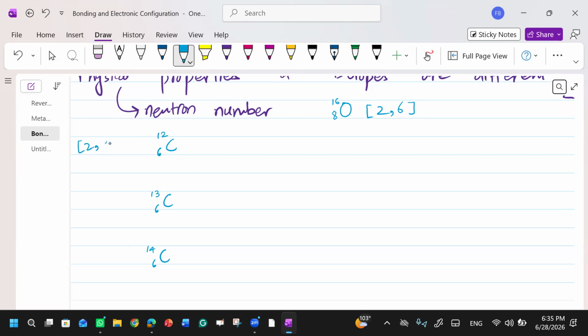how many will be there in the valence shell? 4. Yeah, 4. So what can we see? There are 4 in it, okay? And how many are needed to complete the octet? 4 are needed. How can we use this?